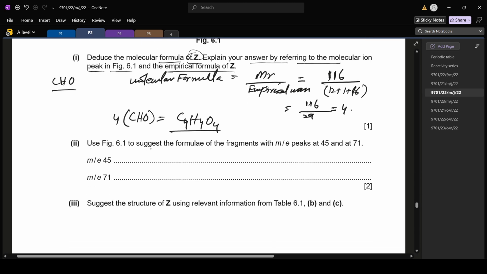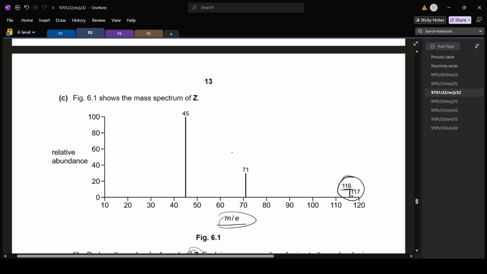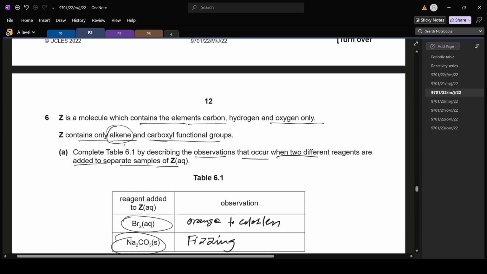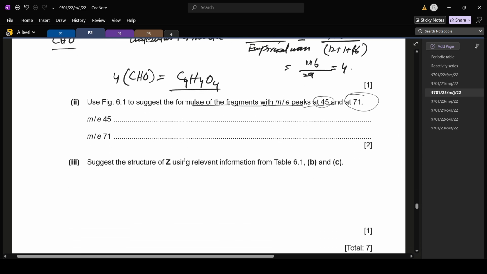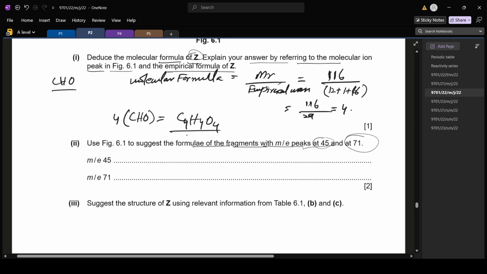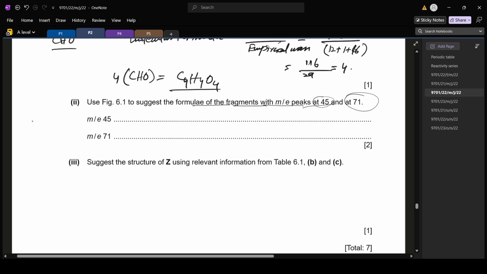Okay. Use figure 6.1 to suggest the formula for the fragments with mass to charge peaks at 45 and at 71. So now it told you earlier that it contains an alkene and carboxylic functional group, and it has 4 carbons like we have calculated in the molecular formula. So if I draw, suppose an alkene and a carboxylic group like this, and if I break the bond from here, the COOH group will break down.